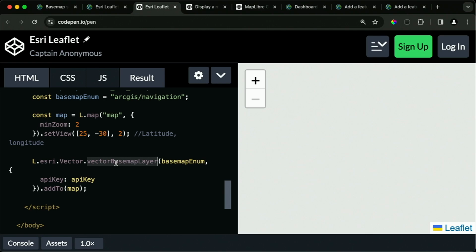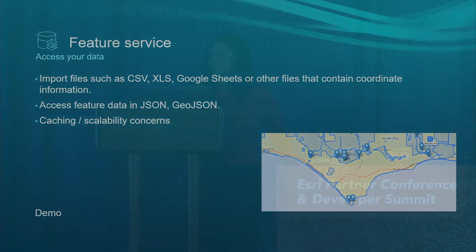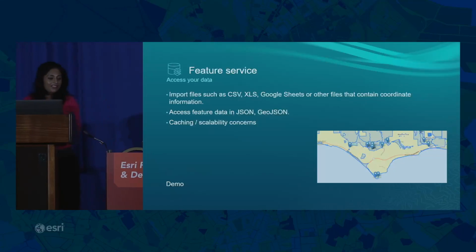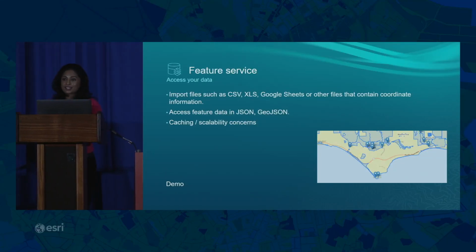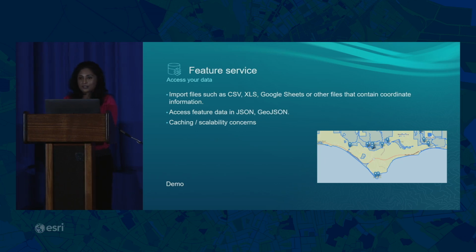So I'm going to go now to the feature services. Cool. All right. So you can import your data into ArcGIS using any type of CSV, XLS, Google Sheets, GeoJSON, those types of formats. And you can access your feature layer as GeoJSON.